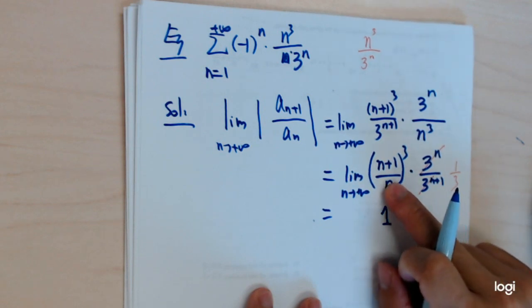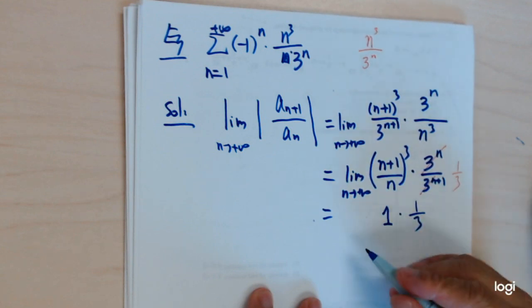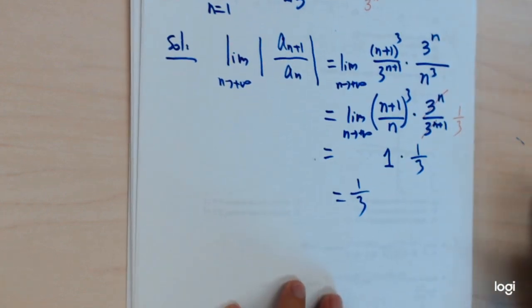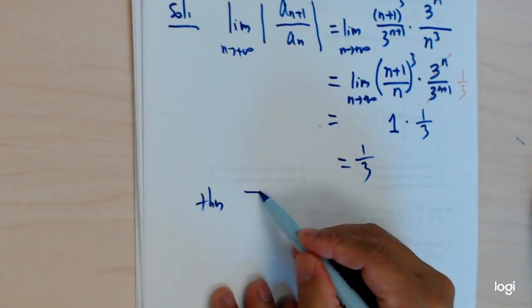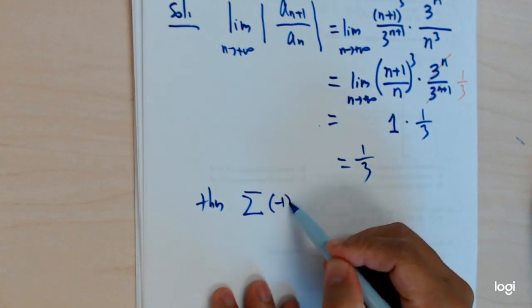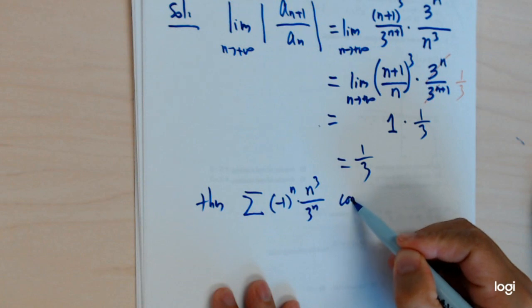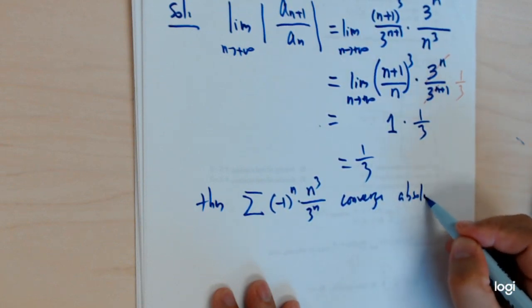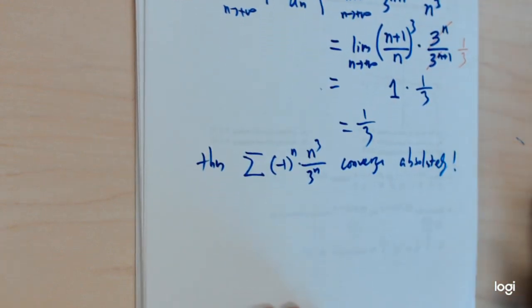The limit of the first component is 1. The number back there is 1/3. That's why the limit is just 1/3. Well, the limit comparison test says the series converges. Well, absolutely. Okay, absolutely. End of the story.